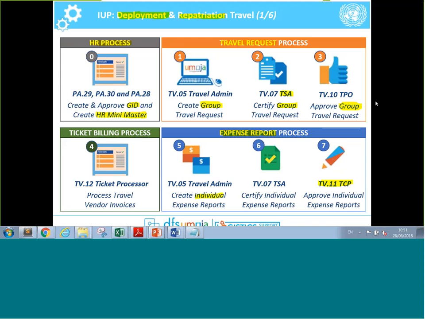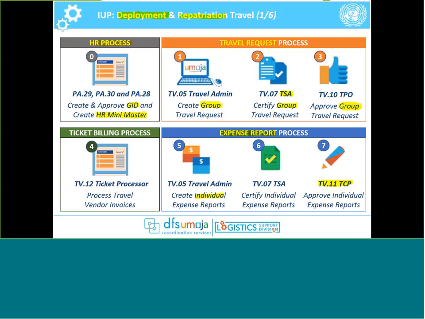Any question on the deployment and repatriation travel? This is one of the new things in this implementation, this deployment and repatriation travel. But as you can see, for you as a travel claim processor, you shouldn't be having any new thing. So the requests coming to your work center are always going to be claims for unique travelers. Only the travel request part is managed as a group.